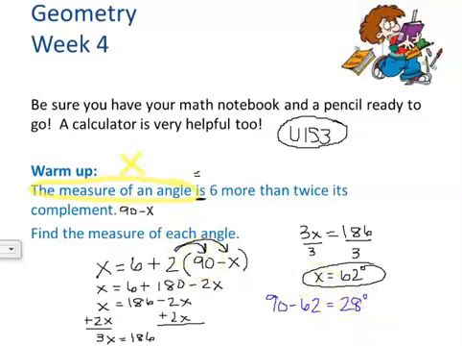So that right here is the measurement of my two angles, 62 degrees and 28 degrees. I'm going to move on to the next slide, so if you need more time, go ahead and click pause.